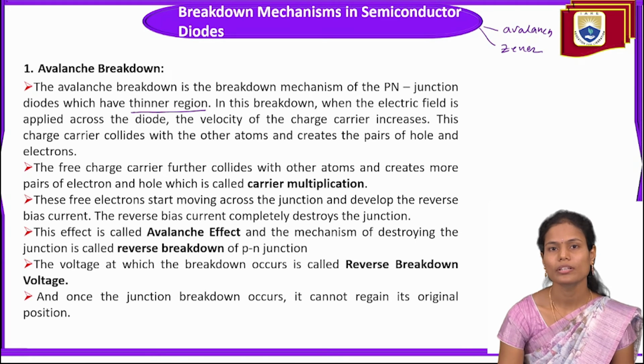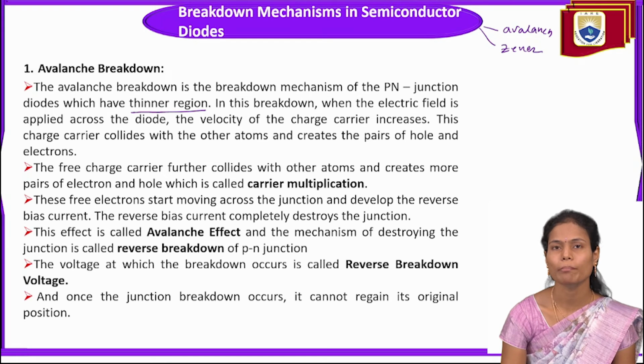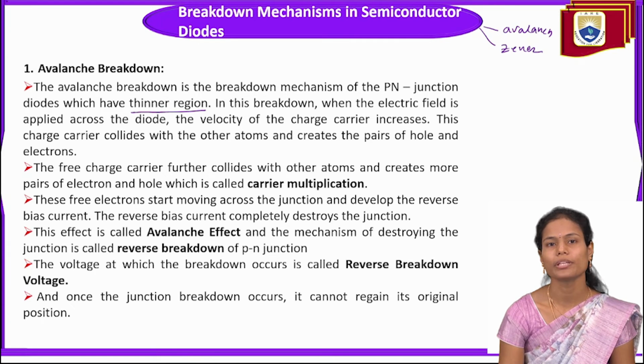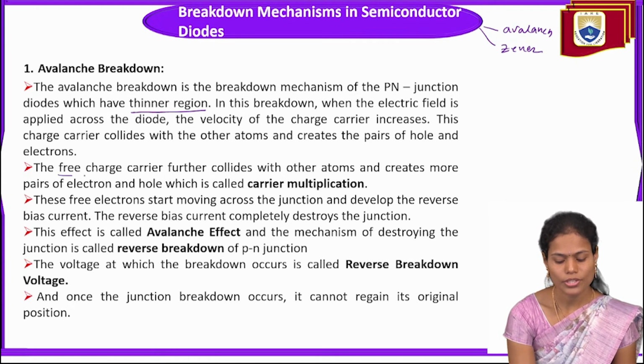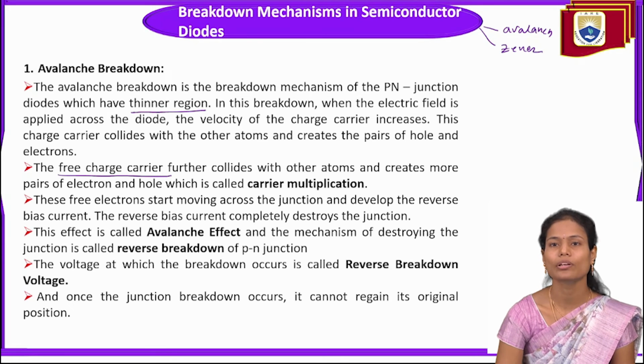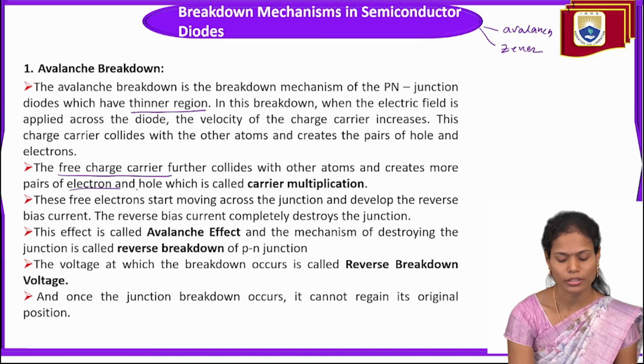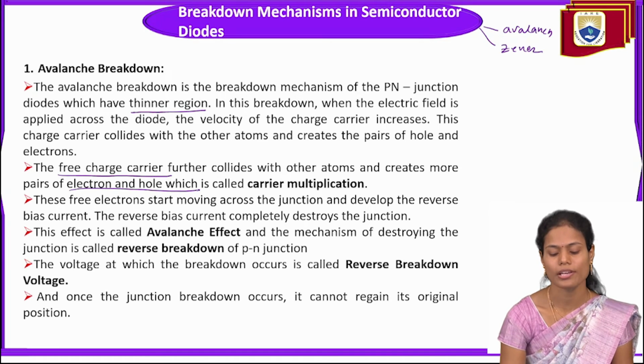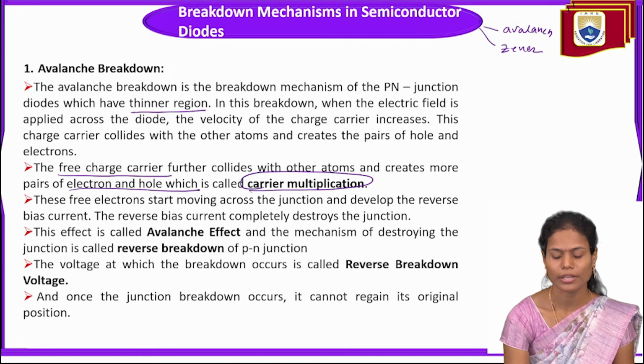Because of that collision process, more negative and positive charge carriers accumulate near the junction. These free charge carriers further collide with other atoms and create more pairs of electrons and holes, which is called carrier multiplication.